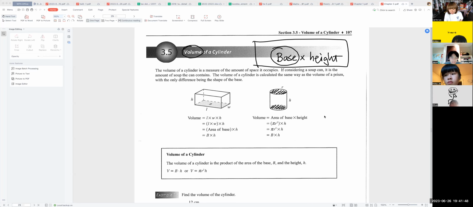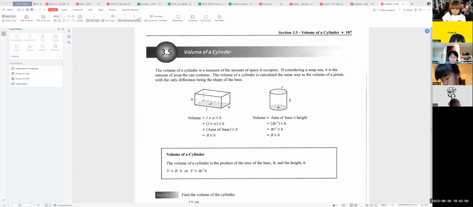Okay, so later on, I'm going to give you some examples that cannot use base times height. But for these two, we can use it, correct? Because this base and this top are the same. So on the other hand, everybody look at my hand, okay? If you use a knife and cut them, every single one is the same base. Understand, Oliver? Okay, so that's the time you can use base times height.